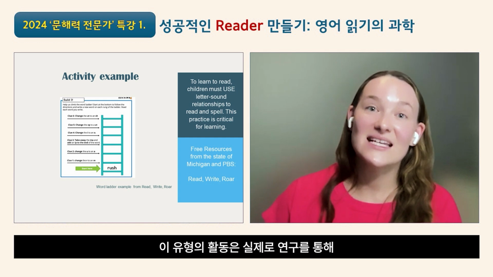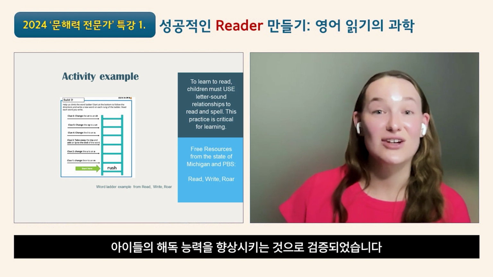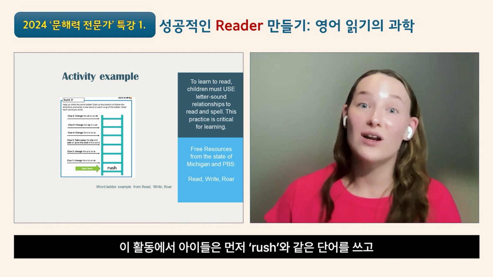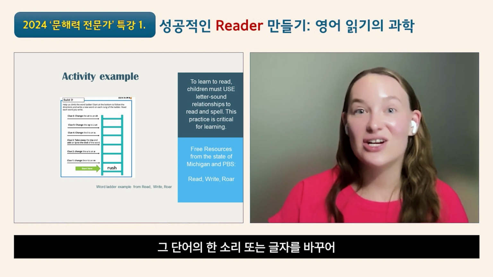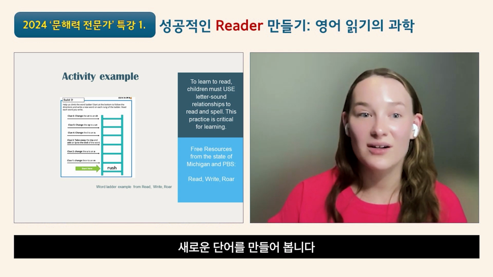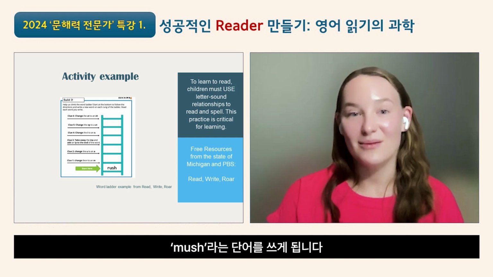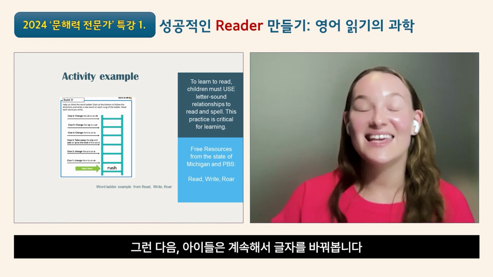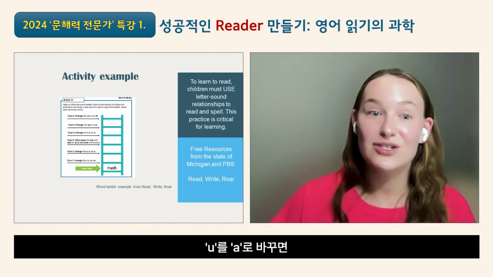This type of activity has actually been studied in research and demonstrated to improve children's decoding. In this activity, children first write one word, such as the word rush, and then they change one sound or letter of that word to create a new word. In this case, change the R to an N, so they now write the word mush. Then they continue changing along this ladder. Change the U to an A.